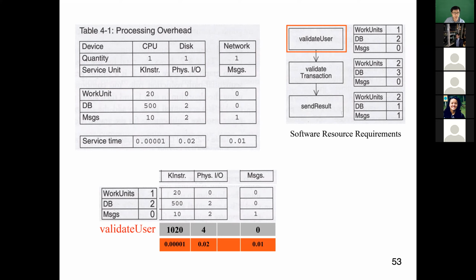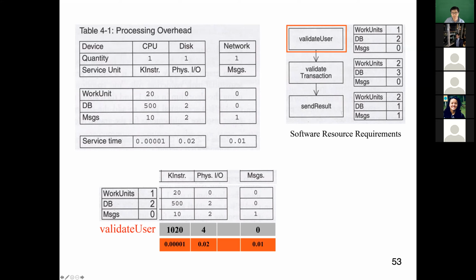Software resource requirements: 1 work unit, 2 DBs, 0 messages. And we know for each software resource unit, what the corresponding hardware requirements are. Here, each work unit is 20K instructions of CPU, 0 physical IO, and 0 messages. So we do this multiplication.